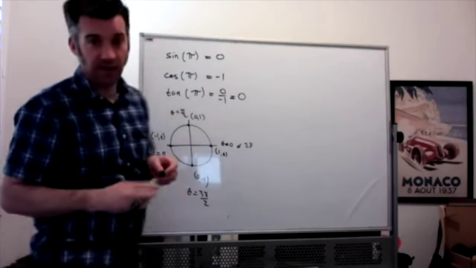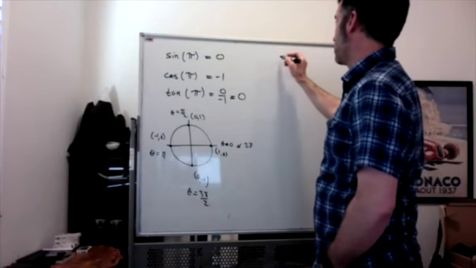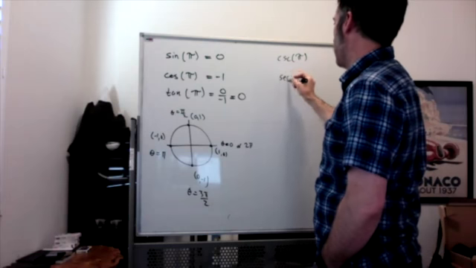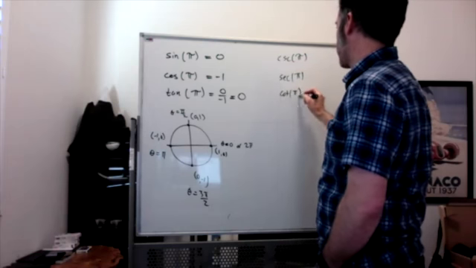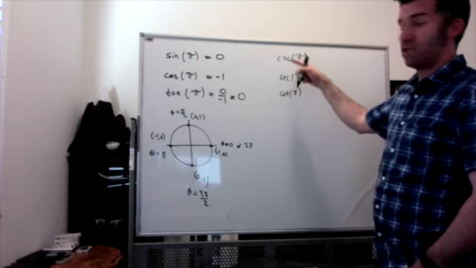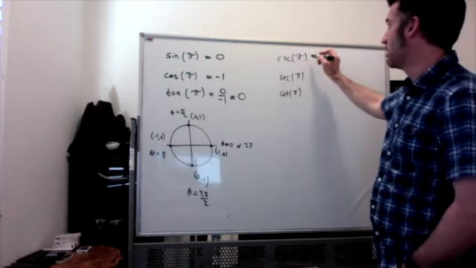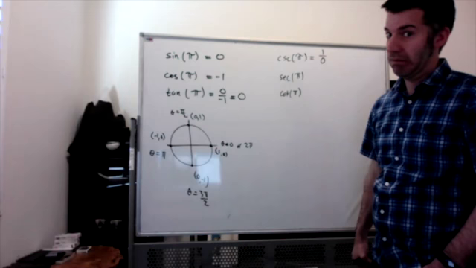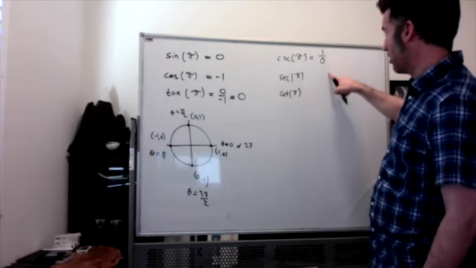I guess we might as well find the other 3. Let's do the reciprocals: cosecant of pi, secant of pi, and cotangent of pi. So cosecant of pi is the reciprocal of sine. What's the reciprocal of 0? Would it be 0? It's not 0. What do we do? What's happening here?